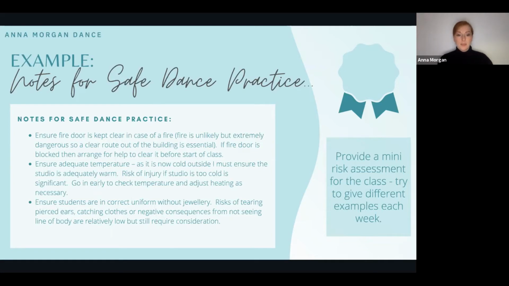Ensure adequate temperature, maybe at the point that you do your plans, it's very cold outside, so I need to make sure that the studio is warm, and what you would do about that, and ensuring students are in correct uniform without jewellery, and a brief, like you did in your observations, a brief kind of explanation as to why that's important, and any action that needs to be taken.